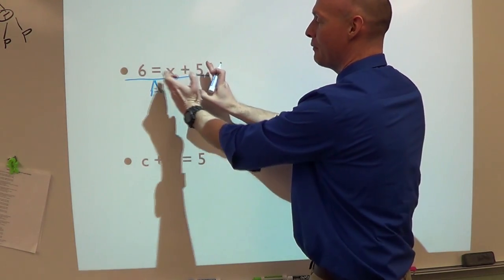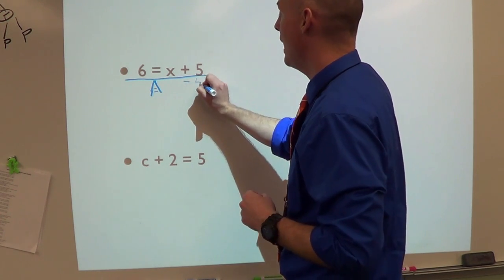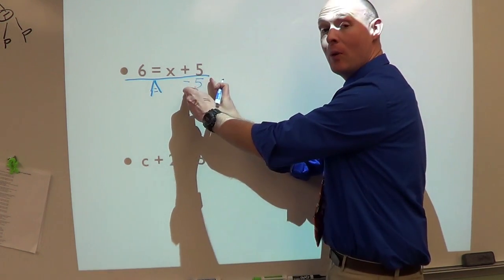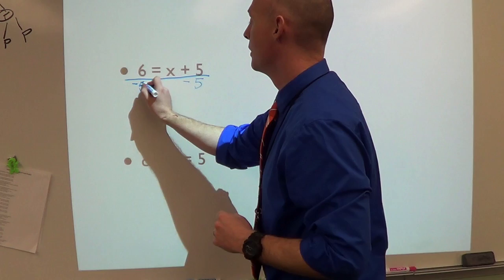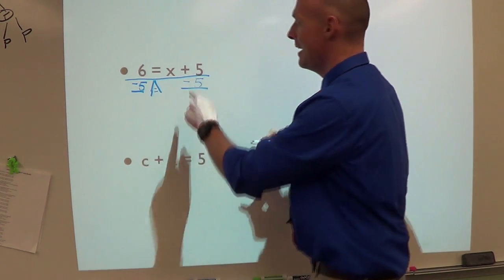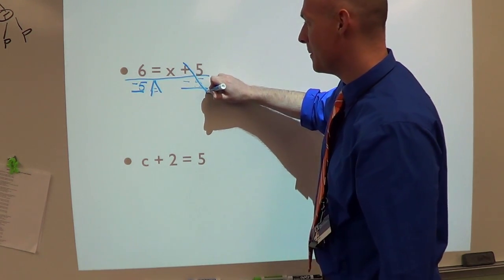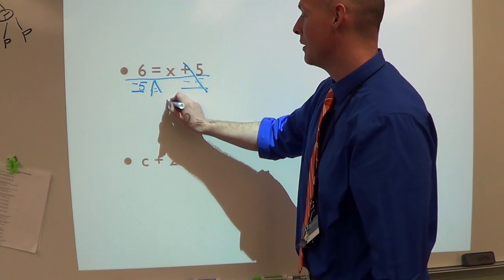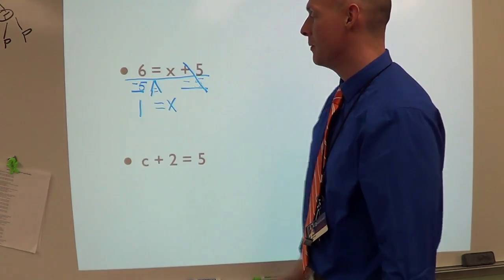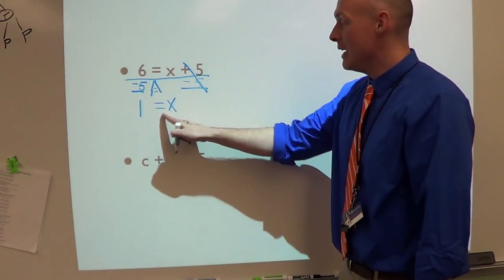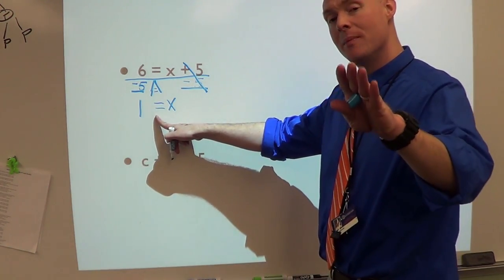What can I take away from this side to get x by itself? If I take 5 away, minus 5. If I take 5 away from this side, I've got to take 5 away from this side. Minus 5. Perfect. Plus 5 and minus 5, they cancel each other out, leaving x by itself. x equals, what is 6 minus 5? 1. Now, 1 equals x, or x equals 1, can be read either way. Now let's plug it in to make sure that it works.